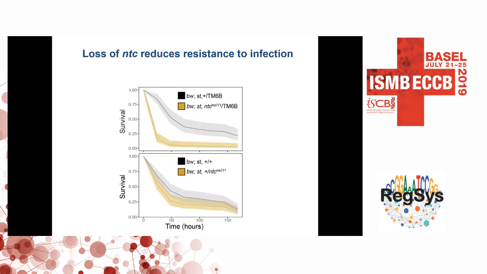All right. We first established that indeed, if you knock down Nutcracker in healthy flies, so to speak, and then you infect them again, this dramatically affects survival, either when maintained over a balancer. This is Drosophila genetics, but it just illustrates that the Nutcracker mutation as a homozygous is embryonically lethal. But also in a homozygous situation, again, we see the same effect. Losing Nutcracker reduces your resistance to infection.